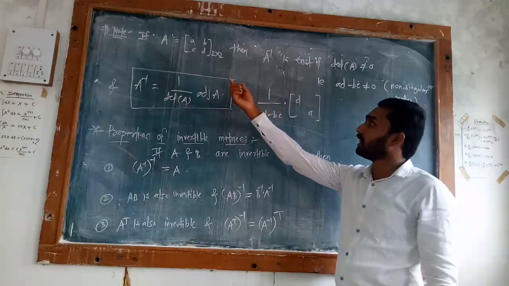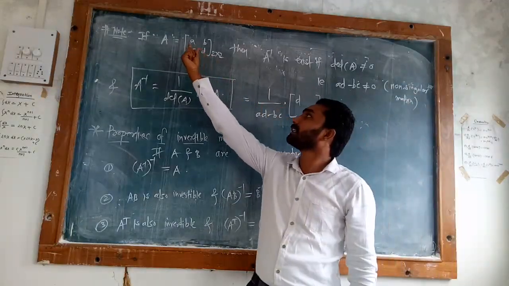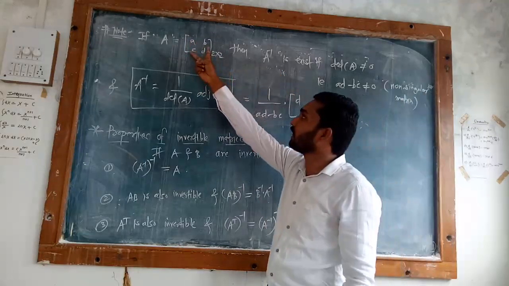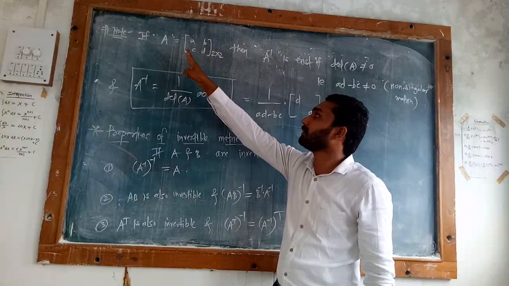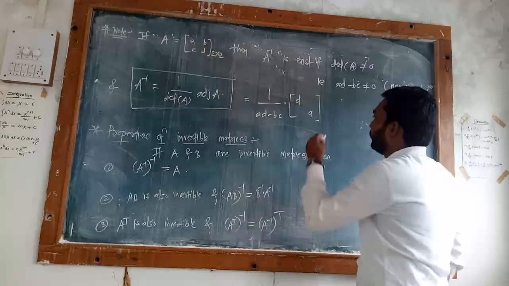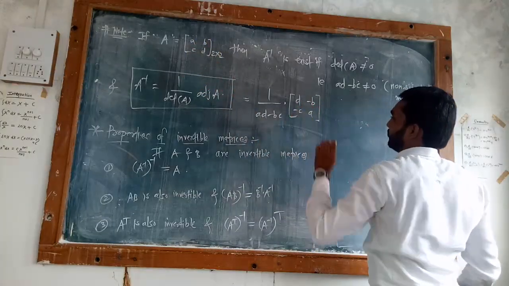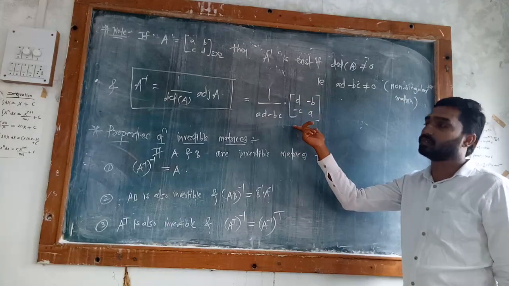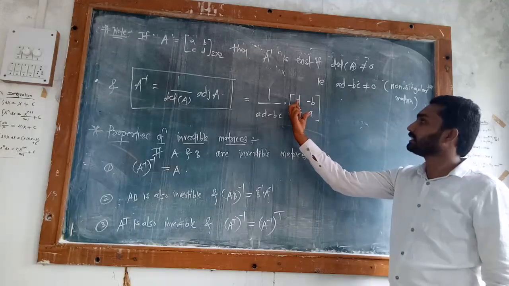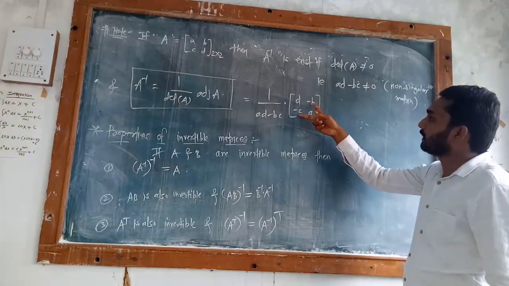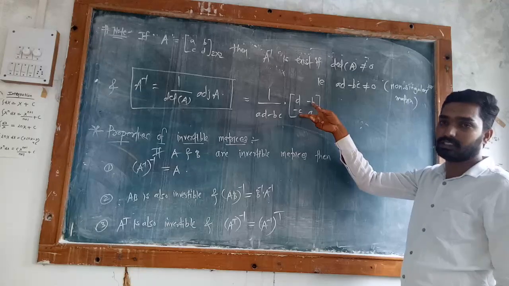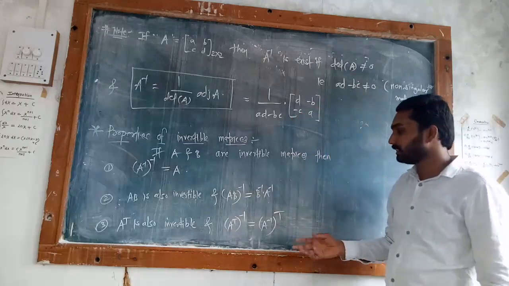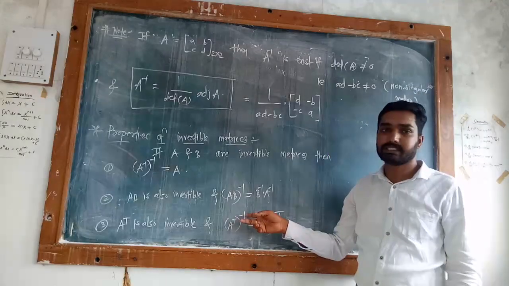The adjoint of a 2 by 2 matrix: interchange the diagonal entries, so a d becomes d a. The non-diagonal entries are b and c; multiply them by minus 1, so they become minus b and minus c. This is your adjoint of the 2 by 2 matrix. Interchange the diagonal entries and multiply the non-diagonal entries by minus 1. This is A inverse. So by using this inverse property, let us find the inverse of a matrix.